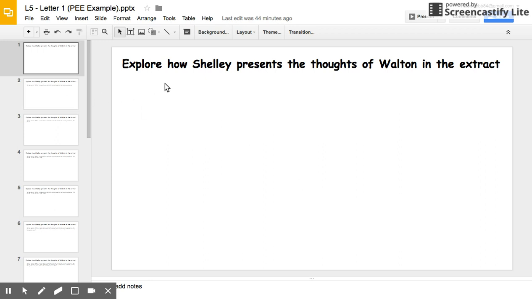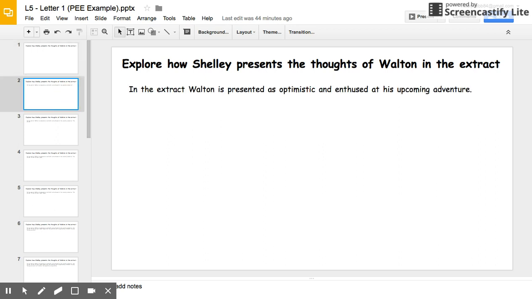We looked at it in lesson, we will look at it in lesson: explore how Shelley presents the thoughts of Walton in the extract. Again, we have analysed the extract, so I'm not going to talk too much about that. I'm really looking at the structure, not necessarily what you would write, but how you would write it.